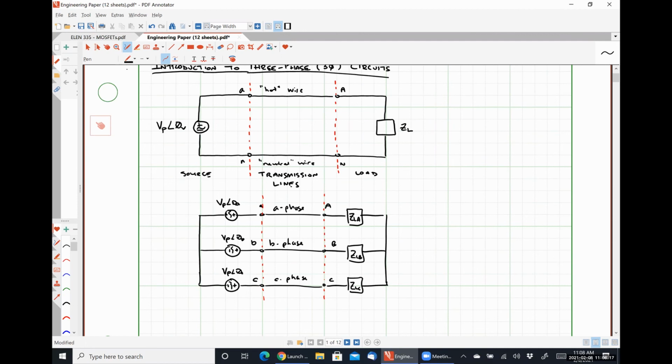The other biggest advantage of using 3-phase power is in an induction motor. We are going to see when we get into our power analysis portion that for a balanced 3-phase system, the average power supplied by a 3-phase source is a constant value.